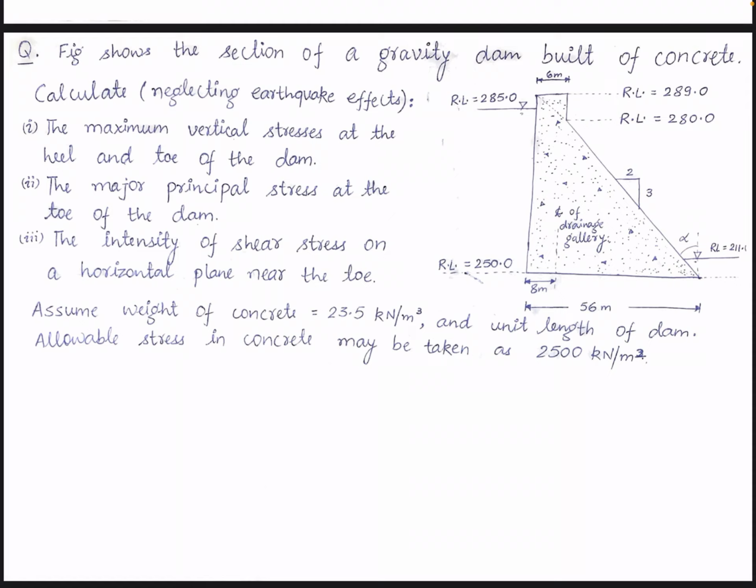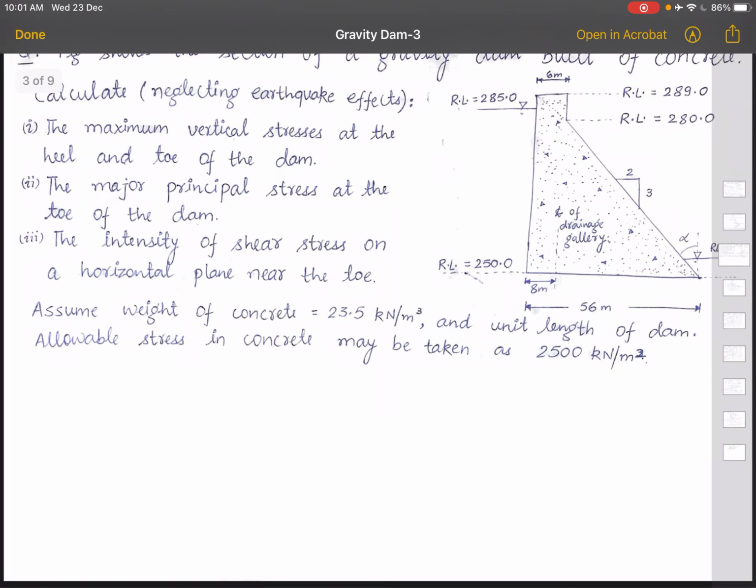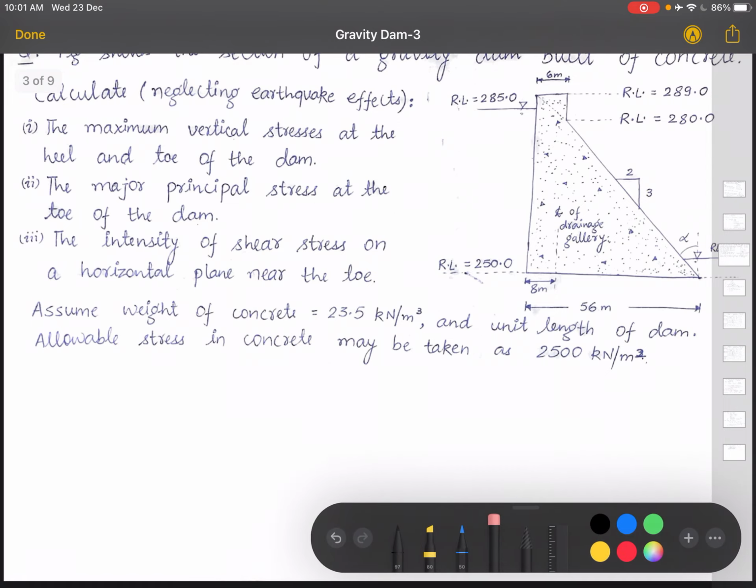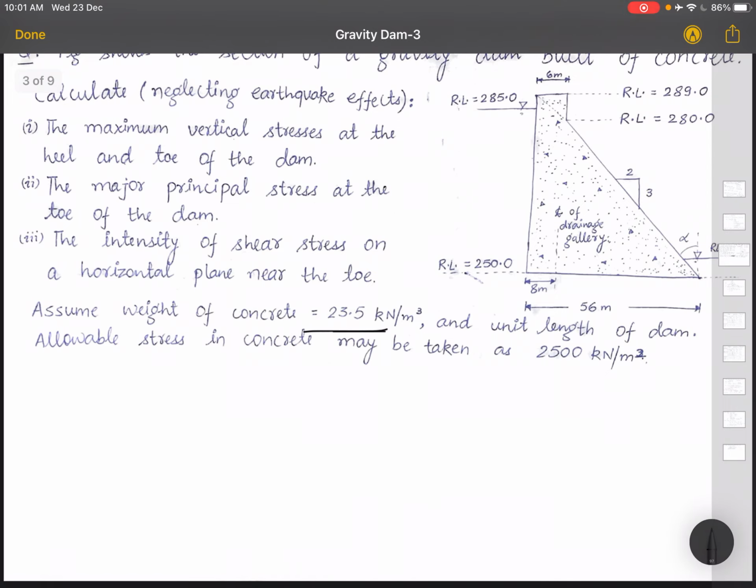Second is the major principal stress at the toe of the dam, and the third is the intensity of shear stress on the horizontal plane near the toe. So whatever we have discussed till now, all the problems, all the concepts will come into picture by this question. We have to assume the weight of concrete as 23.5 kilonewton per meter cube, and the allowable stress is 2500 kilonewton per meter square. So these are the two values given, and the various RLs.